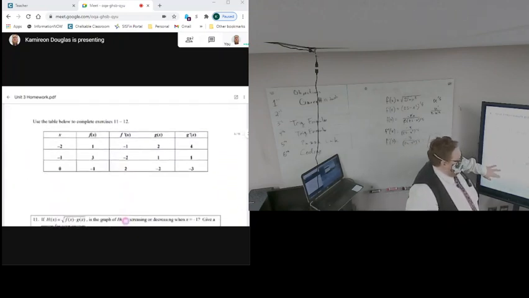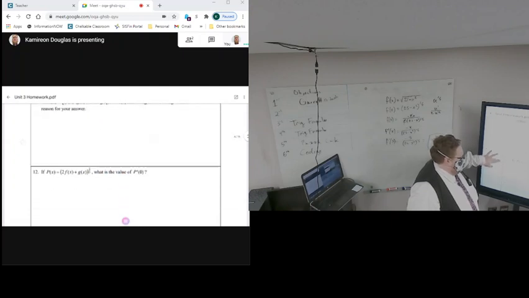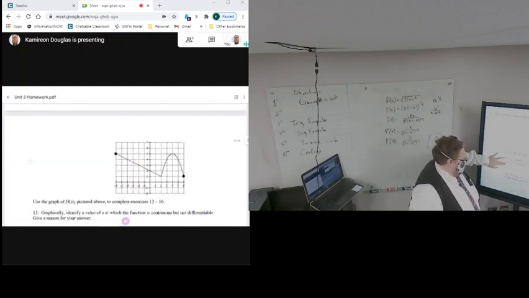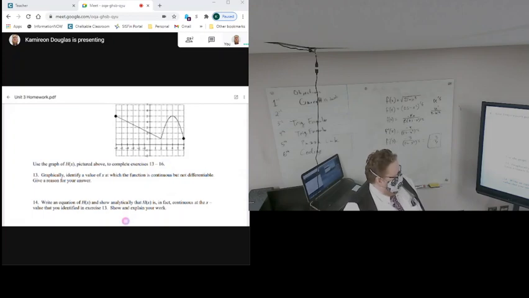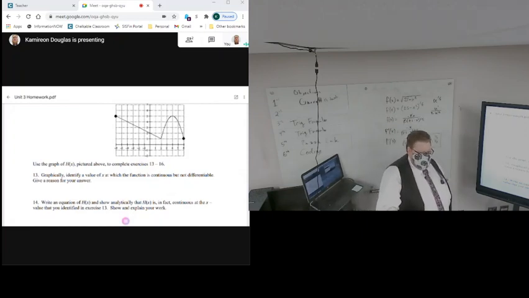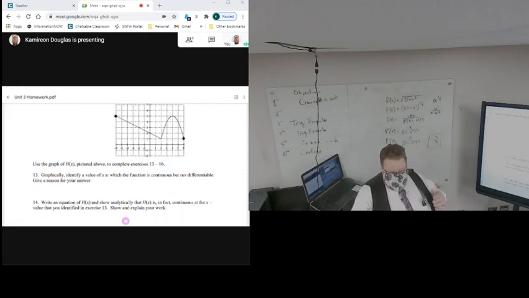11? That one was just 7. 12? This thing? 13. Graphically, identify a value of x at which the function is continuous but not differentiable. So continuous, remember, means that there is a value and it is the same value as approached from the left and right hand side. Differentiable means the slope has the same properties. So the slope matches from the left and right hand side. In other words, there's no sharp points, there's no jumps or asymptotes. It has to match from both sides.